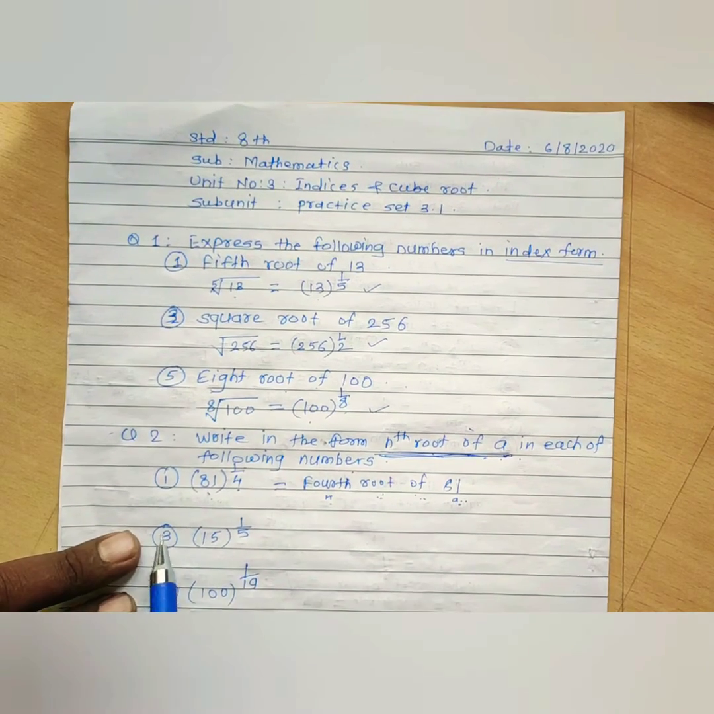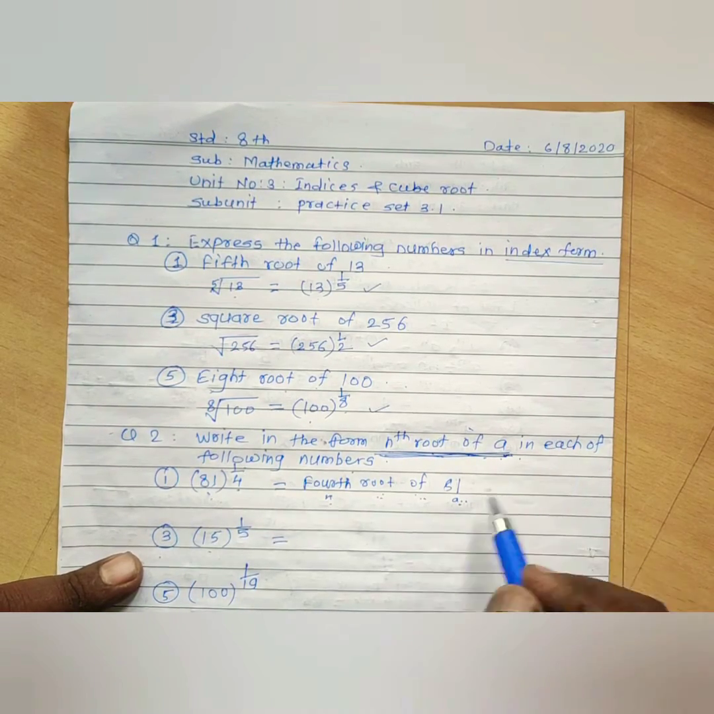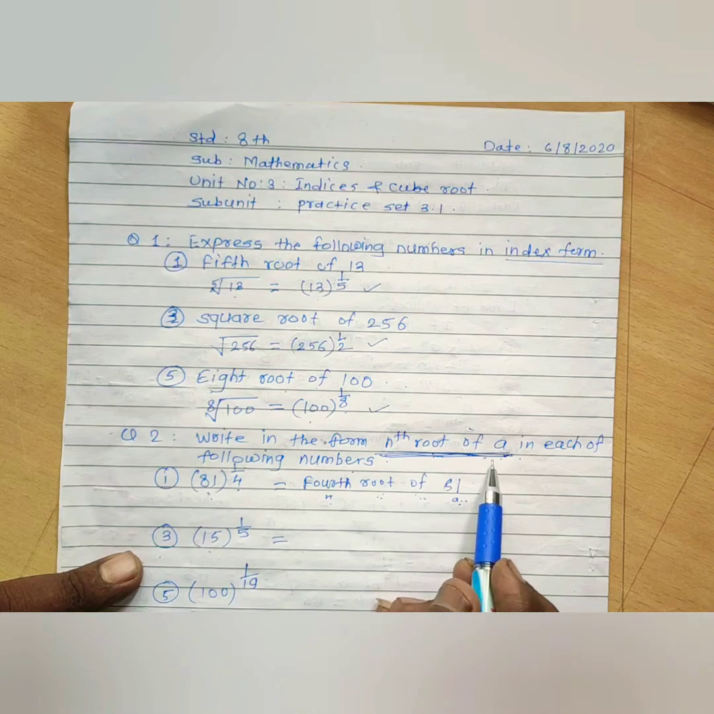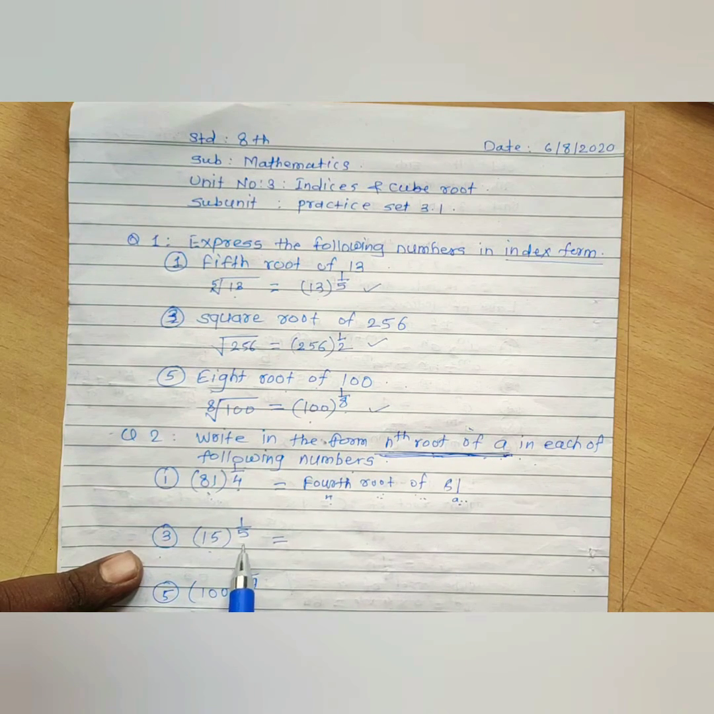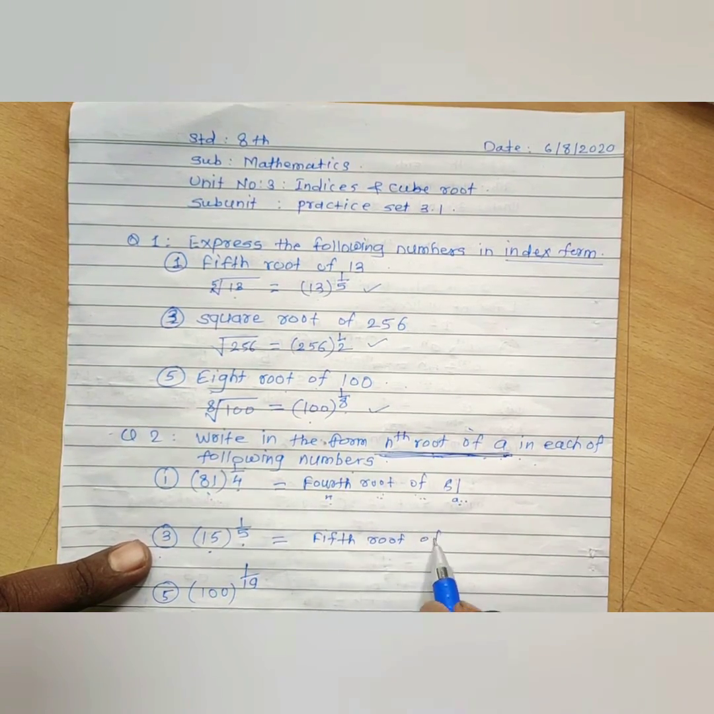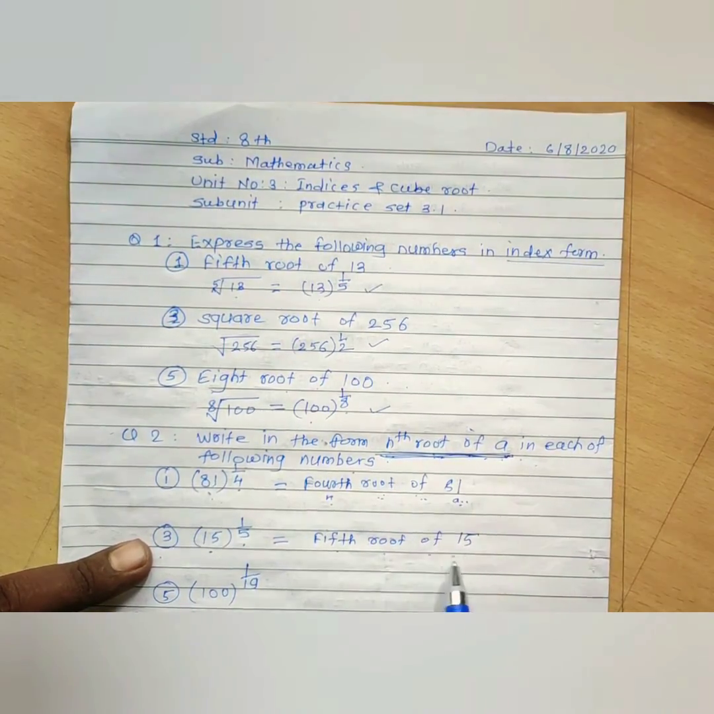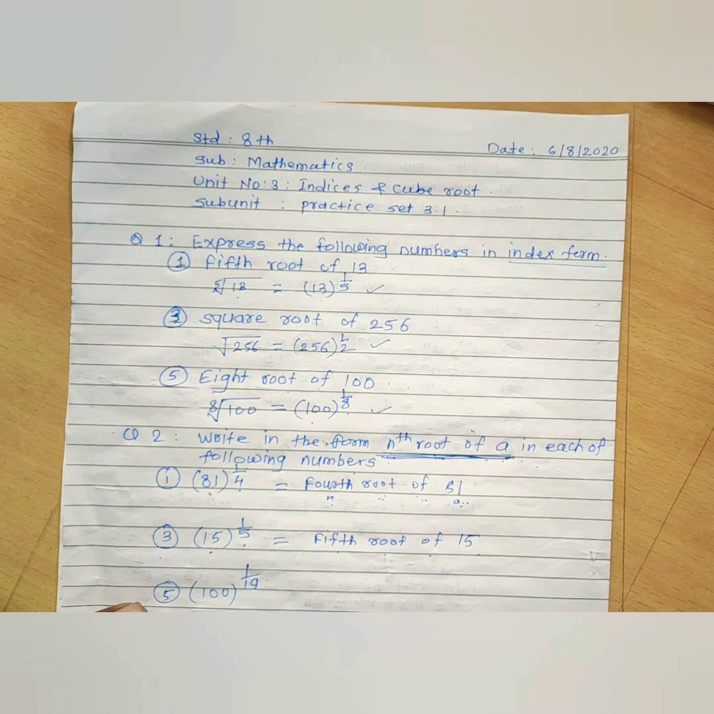Now third example, 15 raised to 1 upon 5. How can this be written in the form nth root of a? What is n here? It is 5. So it is the fifth root of 15, F-I-F-T-H. Fifth root of 15. This is the nth root of a.